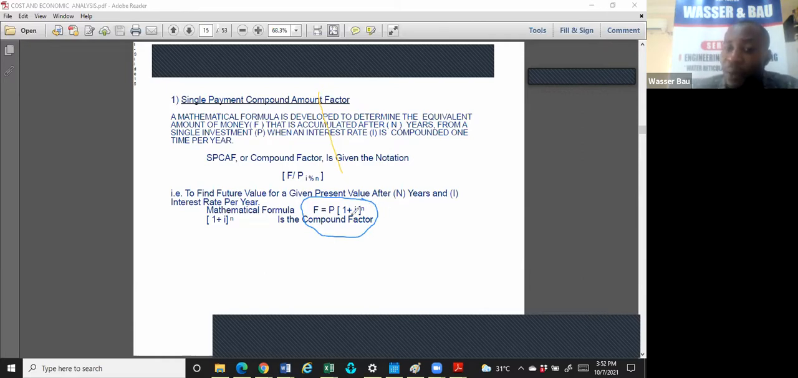If you are using the interest table, this formula will be put in this form. It will become future value over present value. You now go to the interest table and look for the factor that has the future value over the present value at a particular interest rate and at a particular number of years or interest periods. So what you have here is what you're going to look out for in the table.